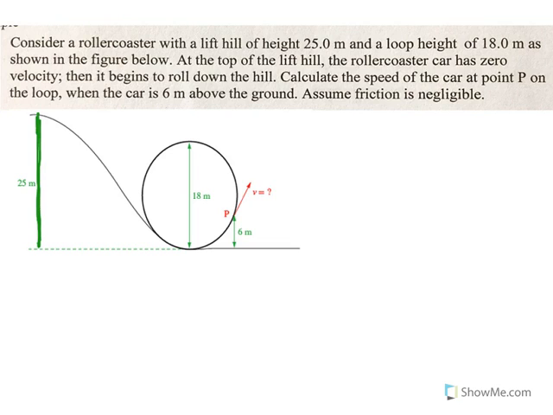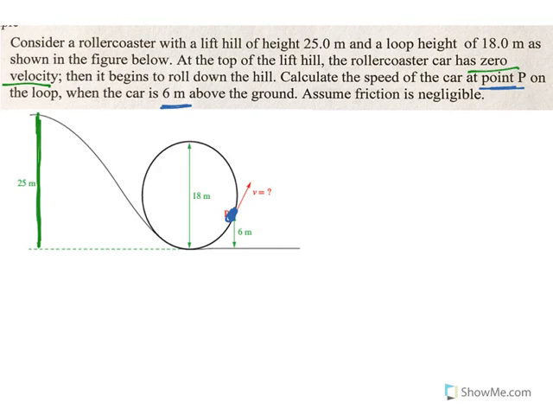At the top of the lift hill, the roller coaster has 0 velocity. Then it rolls down the hill. Calculate the speed of the car at point P, here on the loop, when the car is 6 metres above the ground. Assume friction is negligible.